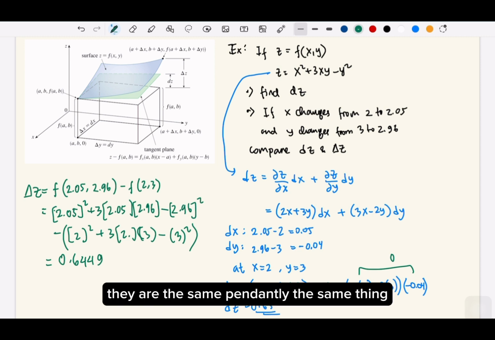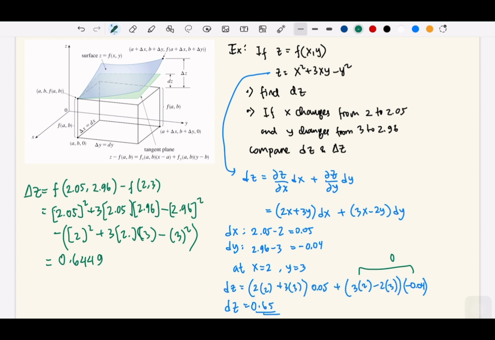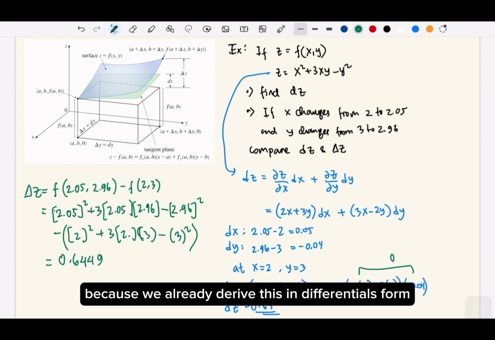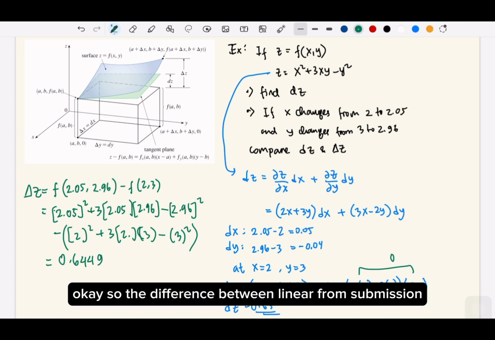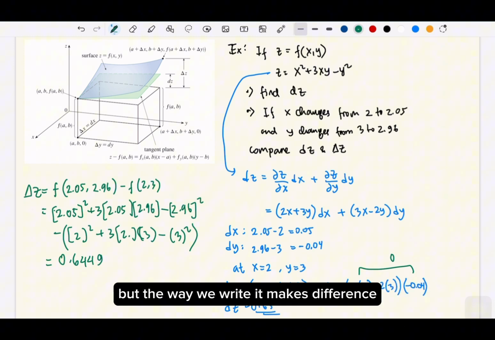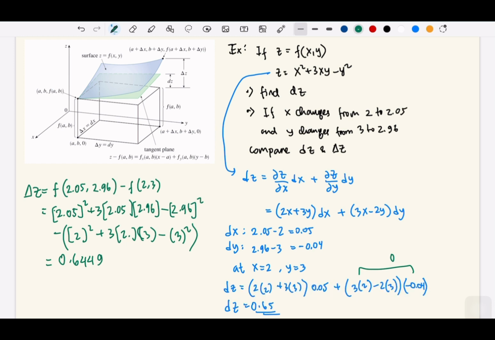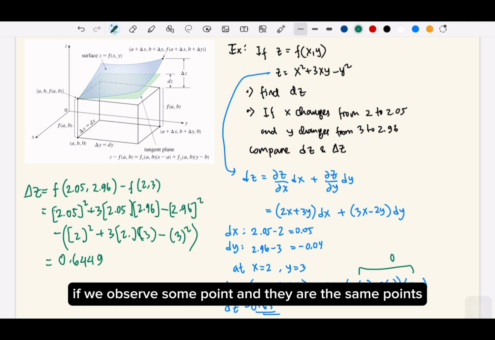They are the same tangent plane. This is how we write it. Differential is more precise, and you can just say this is equal to this because we already derived it in differentials form. So the difference between linear approximation, differentials, and the tangent plane is the way we write. Basically, they are the same thing, but the way we write it makes a difference. But the point itself, if we observe some point, they are the same points.